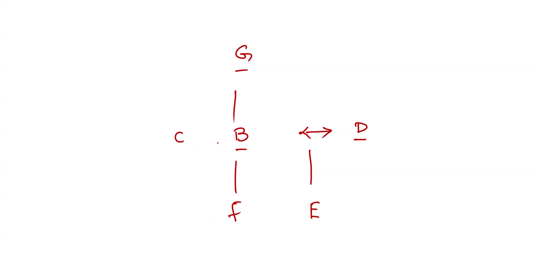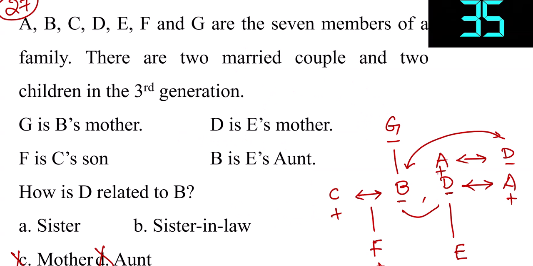Okay, if I go like this, G is mother of B, B is aunt of E, D is mother of E, F is C's son. As this is fine, this is one chance. Here it may be A, this is also possible. A and B may be children of G, two married couples, two grandchildren, or maybe two children in the third generation. Fine, all these are okay. As per this, D is sister-in-law of B, B is sister-in-law of D. As per what we took previously, it will be sister.